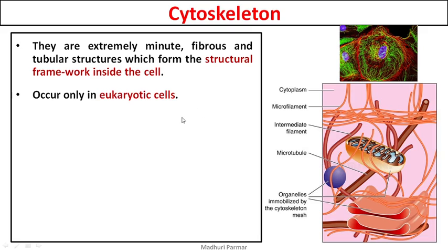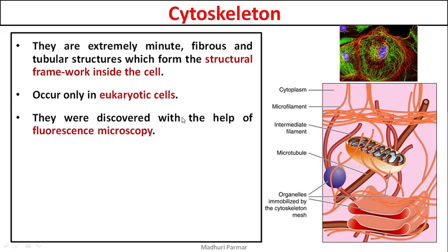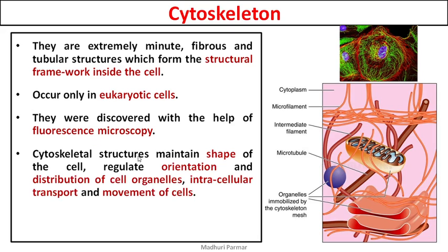Cytoskeleton only occurs in eukaryotic cell. It is absent in prokaryotic cell. They were discovered with help of fluorescence microscopy. The cytoskeletal structures maintain shape of the cell. Of course, in plant cells and in fungal cells, they have cell wall for maintaining the shape. But who will describe to the cell wall where the wall should be? This is actually done by the cytoskeleton. So cytoskeleton maintains the shape of the cell.